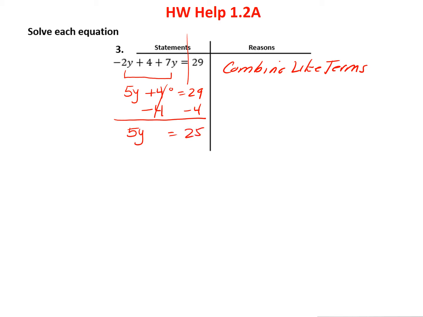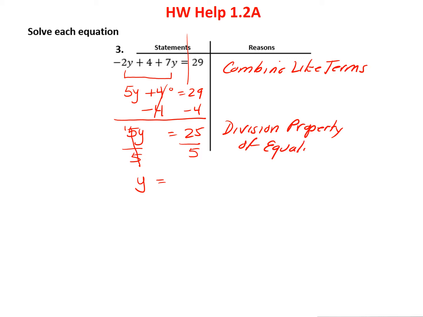And now we're going to undo the 5 times the y. What's the opposite of multiplying y by 5? Dividing by 5. So if I divide by 5 here, notice 5 divided by 5 is not 0, it's 1, which is what I want. I want to find out what y equals. Because I divided this side by 5, I also have to divide the other. That is the division property of equality.